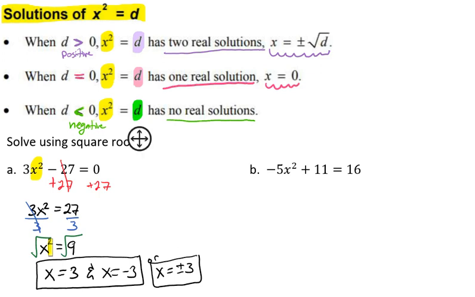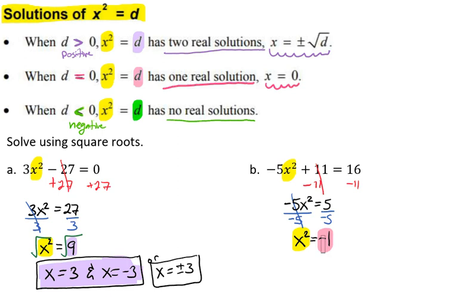So notice that when we got to this point and our x squared was equal to our d, and our d was a positive number, then we have two real solutions. Let's take a look at letter B. Here we have negative 5x squared plus 11 equals 16. So we'll begin by subtracting 11 from both sides, which gives us negative 5x squared equals 5. From here, we'll divide by negative 5, which gives us x squared equals negative 1. Now here is our x squared, and here our d is a negative number.